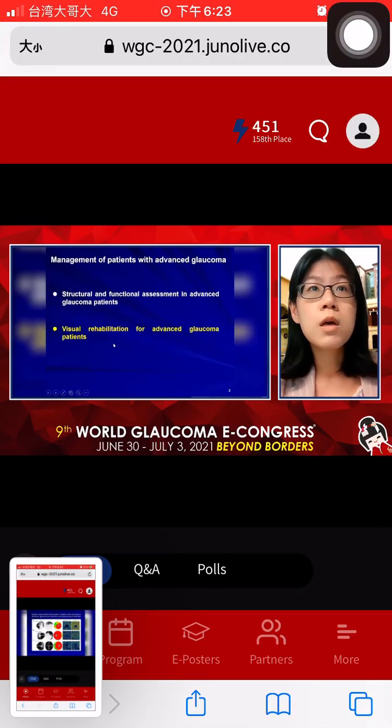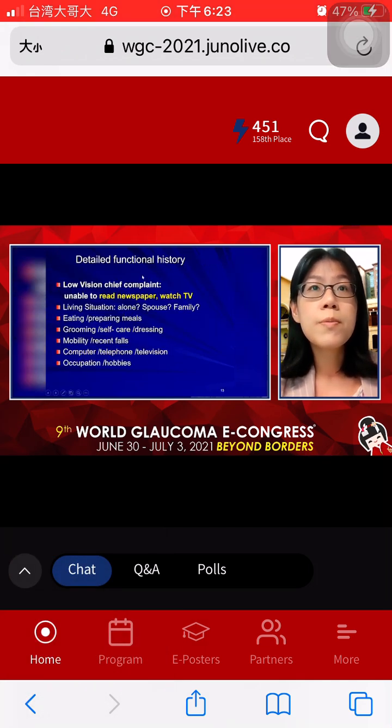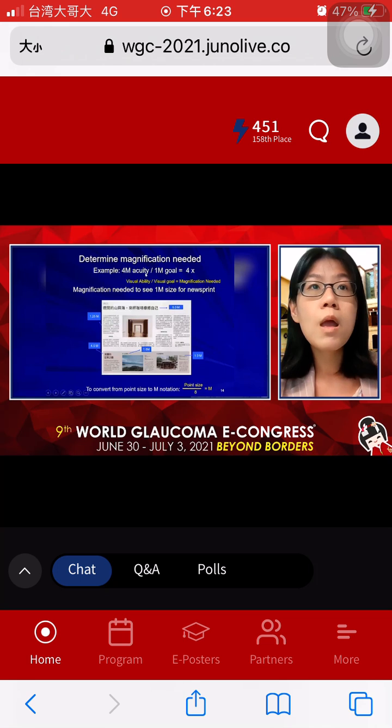Next, we will talk about visual rehabilitation for advanced glaucoma patients. First of all, when we approach the patient, we need to take a detailed functional history of his visual complaints and activities of daily living. For example, what can we do if the patient complains of being unable to read the newspaper? We will try to give him a good suggestion of magnification. We determine the magnification needed by calculating the visual ability divided by the visual goal. So, for a patient with 4M acuity who wants to see 1M newsprint, we will give him 4x magnification.